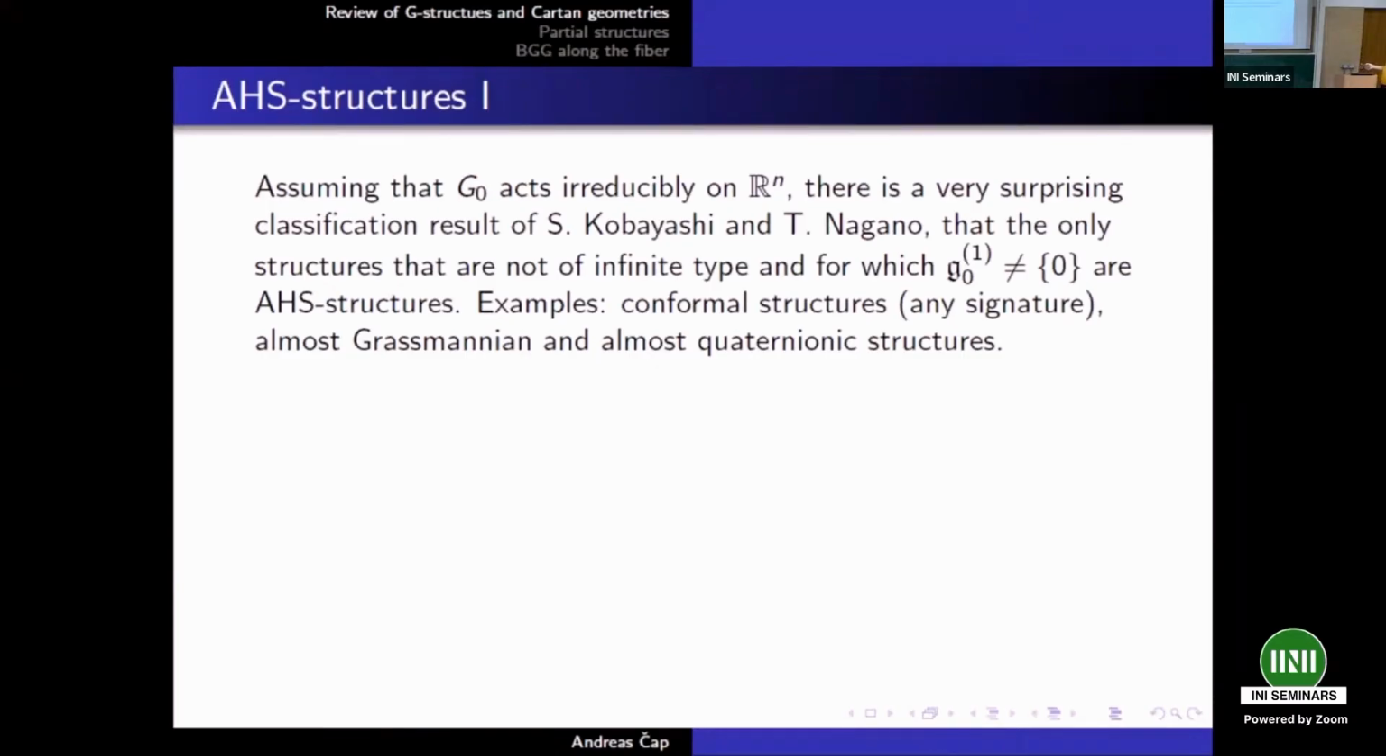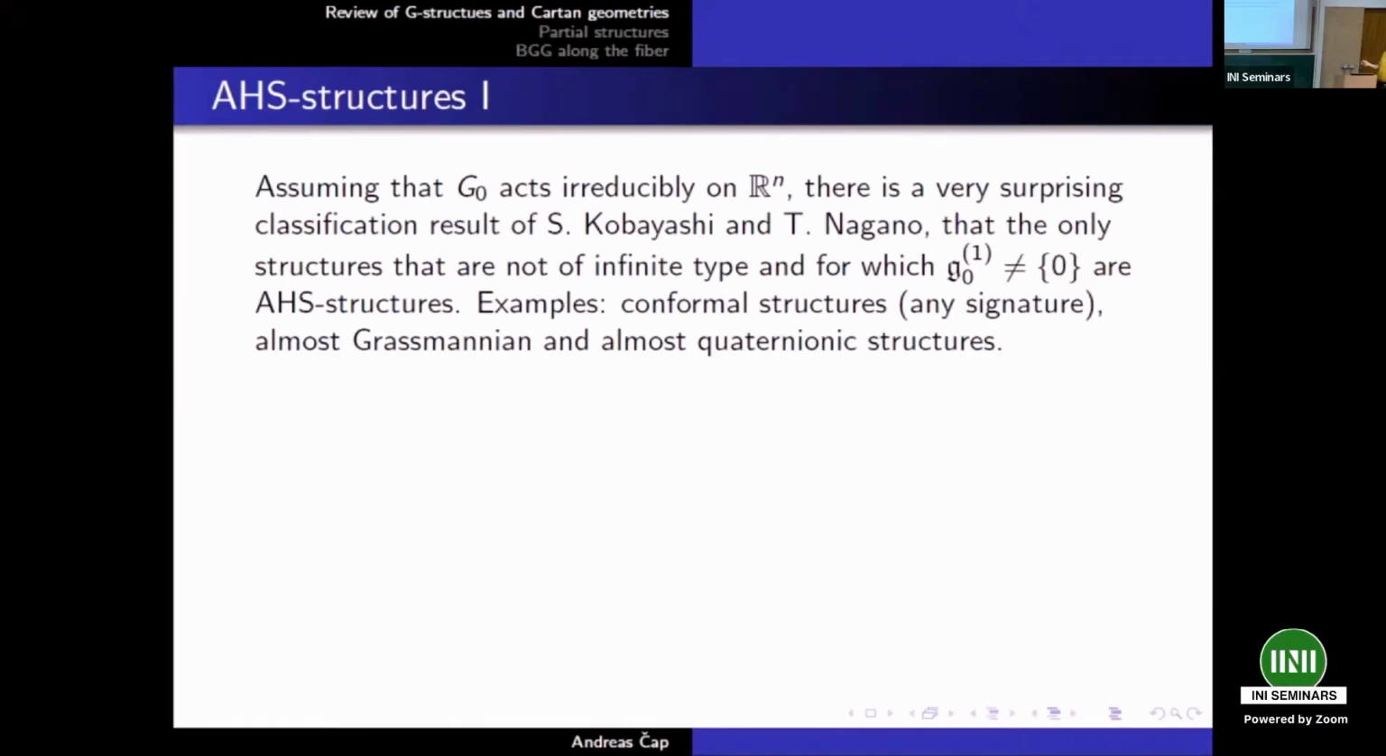Okay, so examples of these AHS structures, most importantly, conformal structures in any signature. They exactly have the property that any conformal isometry is determined locally around the point by its 2-jet, but not by its 1-jet. And other nice examples are almost Grassmannian and almost quaternionic structures. And the list in general is pretty short.